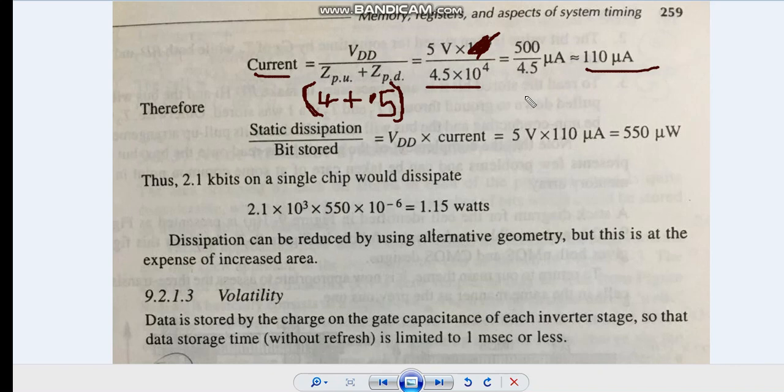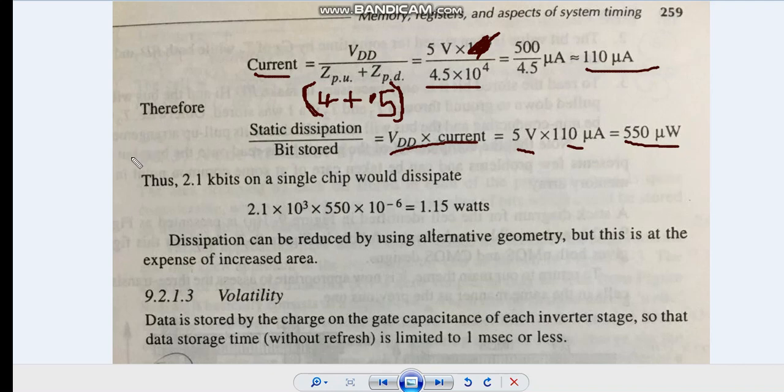Next, to calculate the power, the static dissipation per bit stored is VDD power. It is a very simple calculation: power is equal to VDD into current. VDD is 5 and the current we have calculated, so we get this much power. This is the power dissipated in order to store a 1 bit of data.